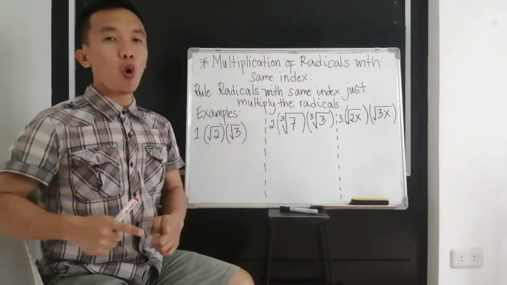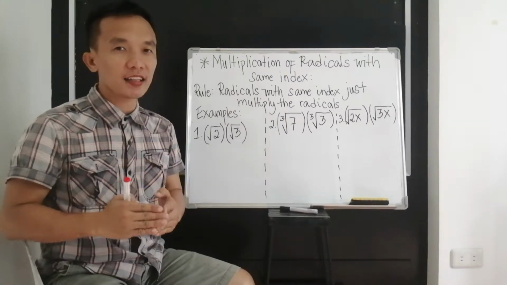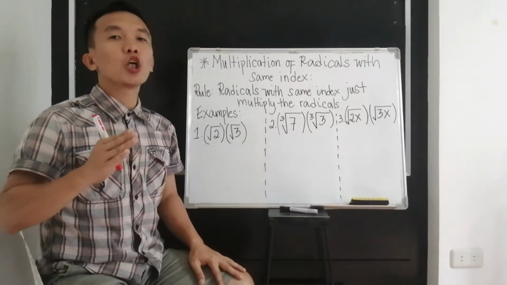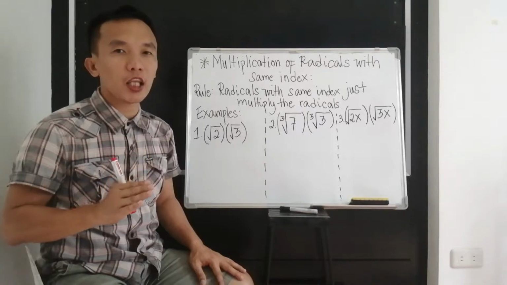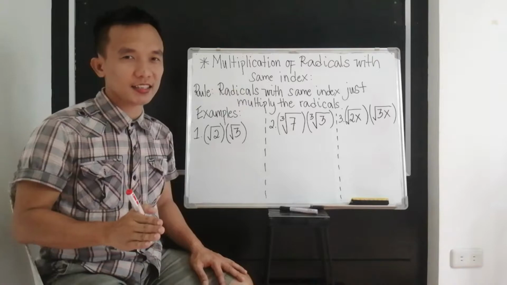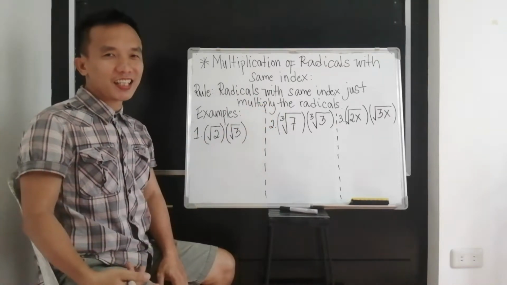Now if you don't know where the index and the radicand are, I will put the link above for you to check out our video on the different parts of radicals. So here we have our three examples.